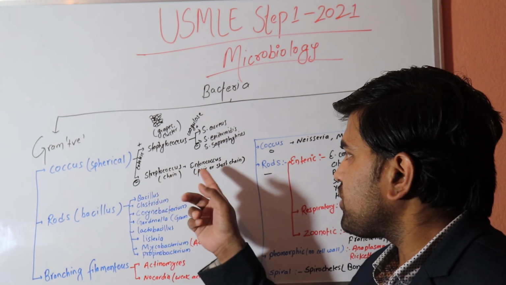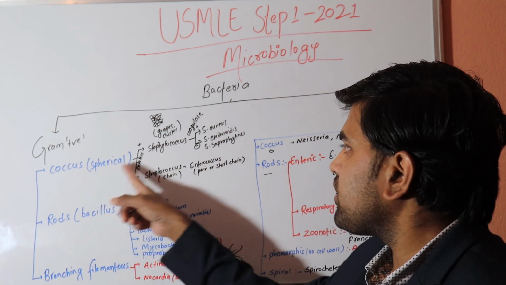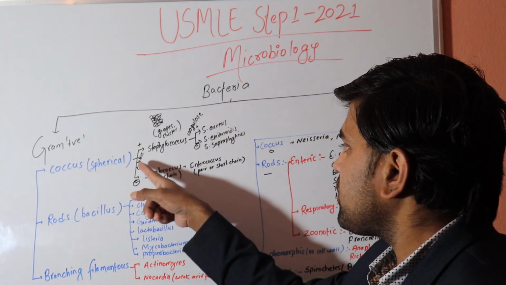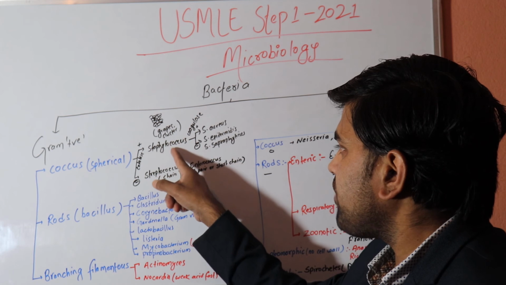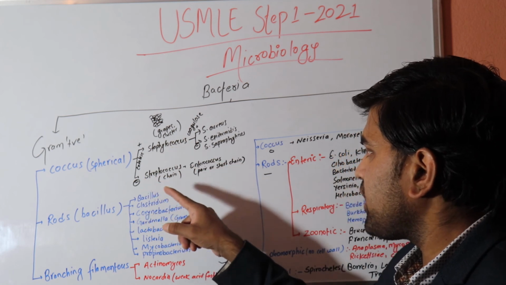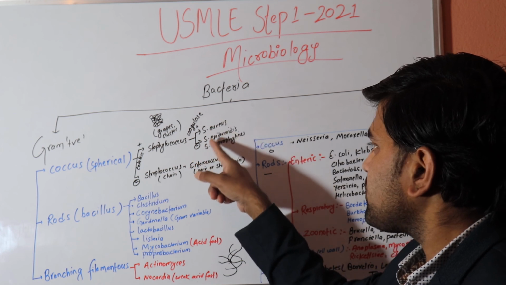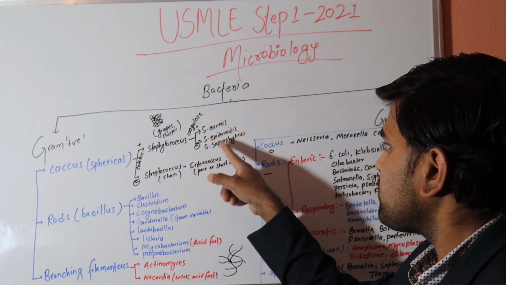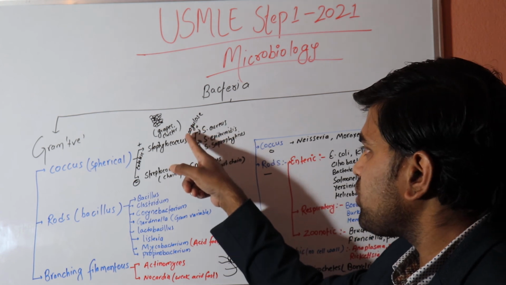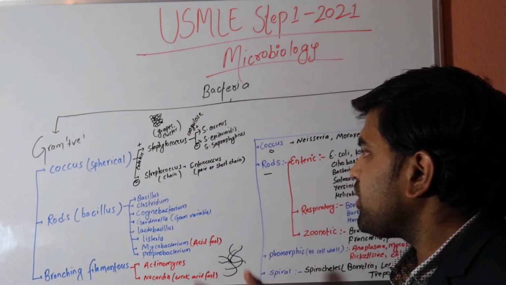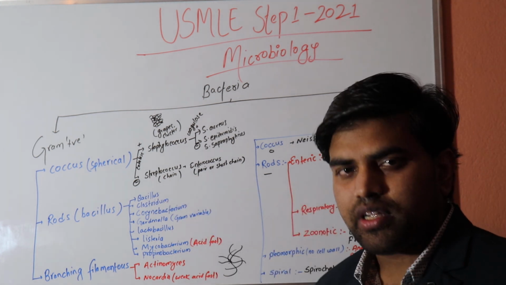Suppose there are a few things mentioned here: cocci are spherical, and they include Staphylococcus and Streptococcus. They can be differentiated on the basis of the catalase test: Staphylococcus is positive, Streptococcus is negative. Then Staphylococcus is divided into Staph aureus, and Staphylococcus epidermidis and saprophyticus, on the basis of the coagulase test: Staph aureus is positive, and epidermidis and saprophyticus are negative. Streptococcus we will discuss in a later chapter.